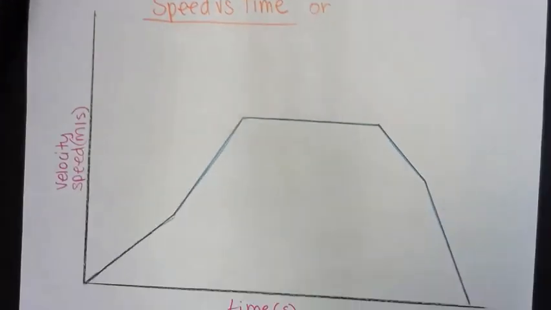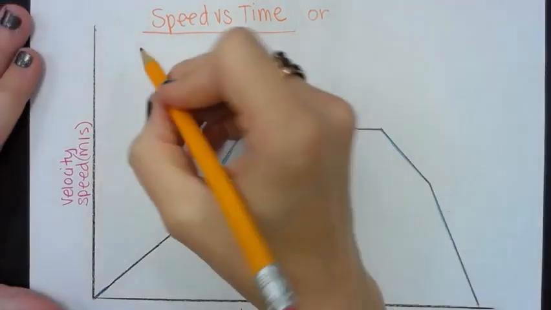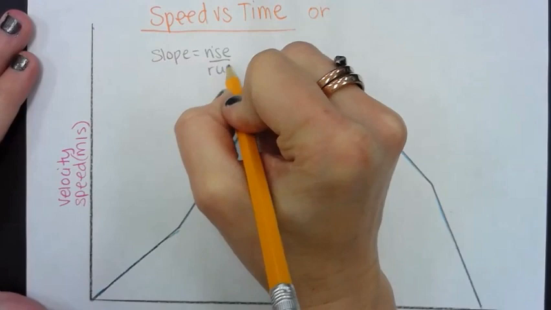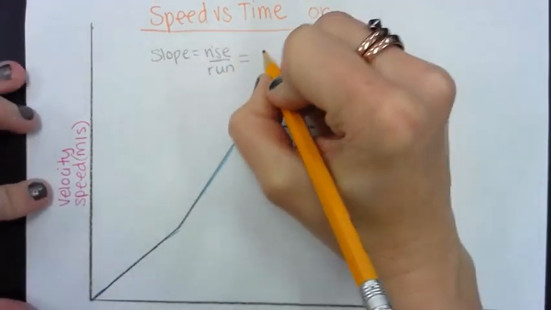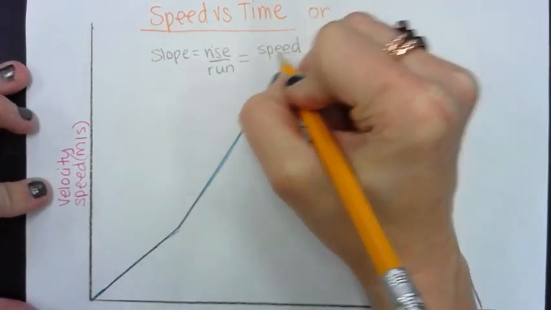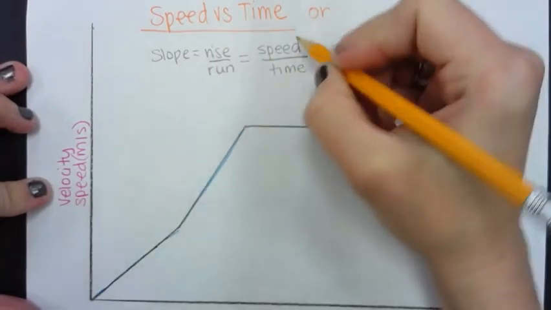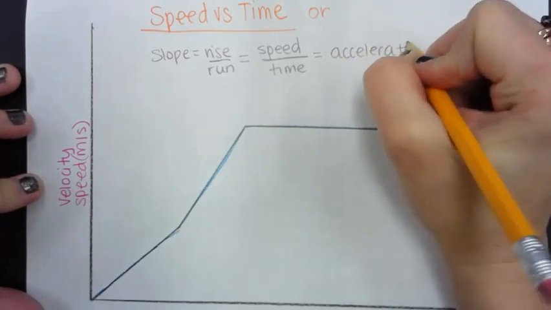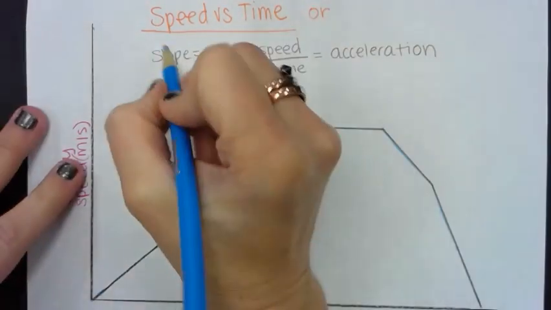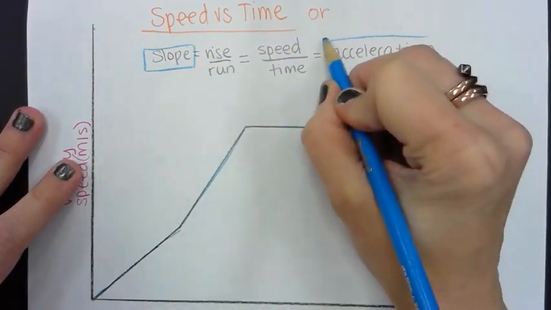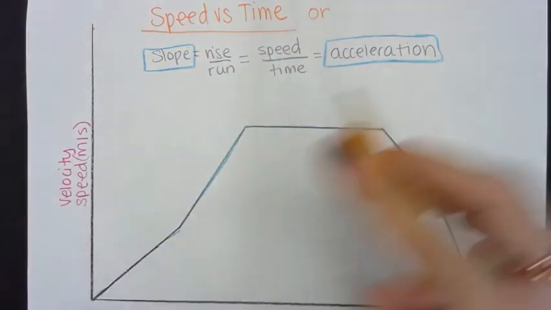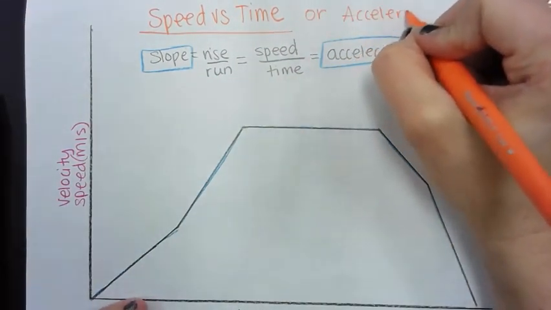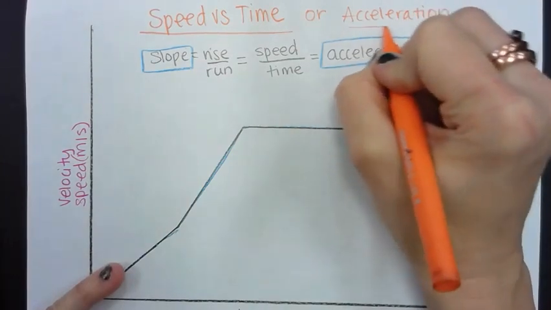Let's take a look at what the slope is for this graph. Our formula for slope is rise over run. On this graph, the rise is velocity or speed, and the run is time. So if you take any segment of that, divide speed by time, you would get acceleration. So this graph is also known as an acceleration graph. So speed versus time, or an acceleration graph. Usually we'll just call it an acceleration graph.